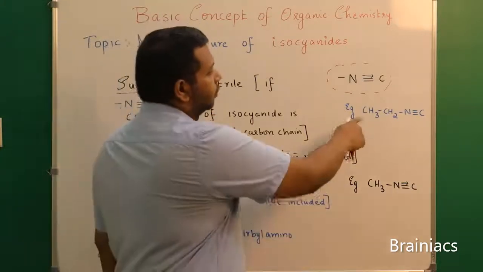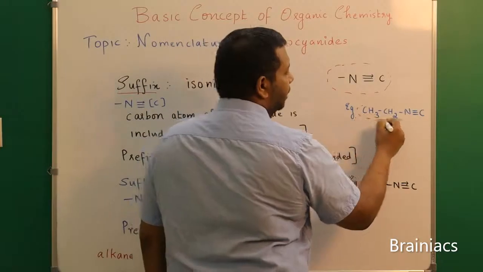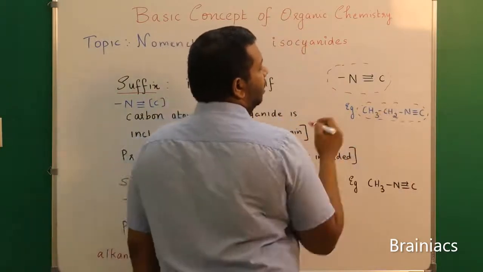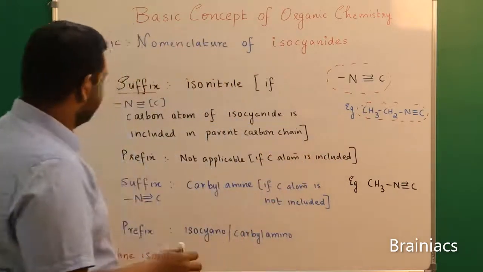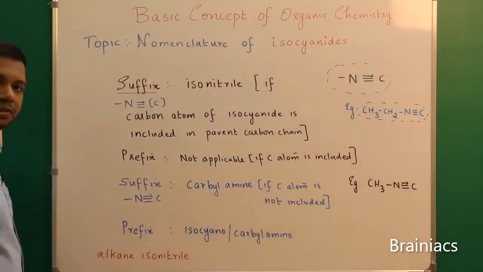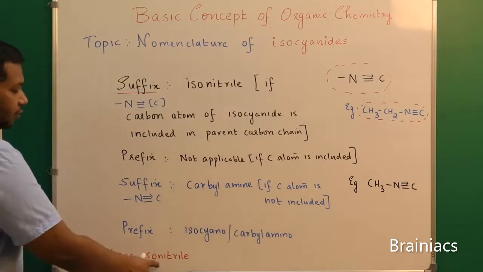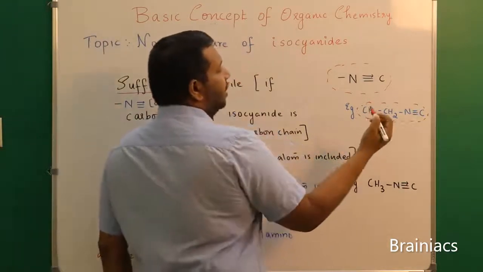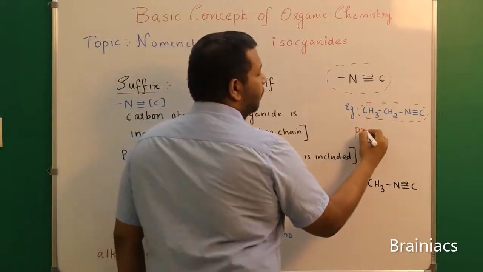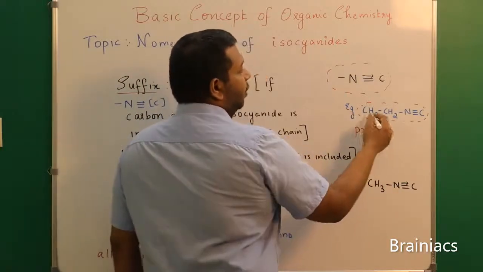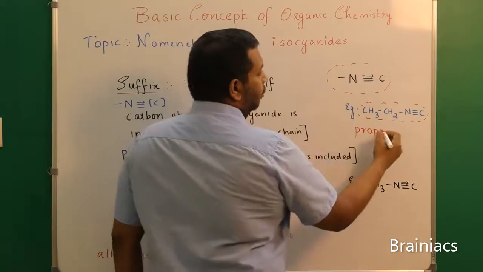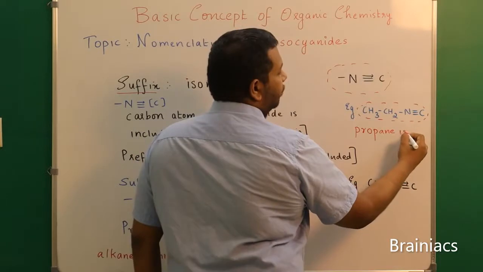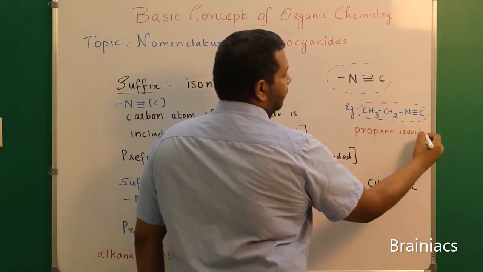Now let's see one example. You could see this question. In this question, this is my parent carbon chain. How many carbon atoms are there? 1, 2, 3. So 3 carbon atoms are there. What is the usual suffix name? Alkane isonitrile. Here, how many carbon atoms are there? 3 carbon atoms, so my word root is prop. All are linked by single bonds, so we use the term propane. Then the suffix is isonitrile.